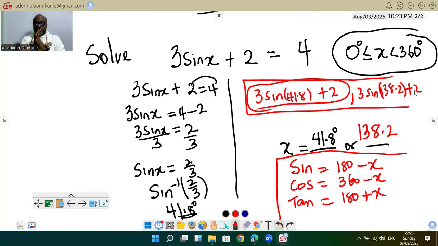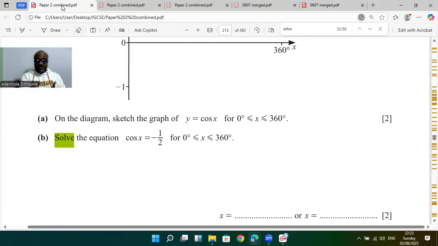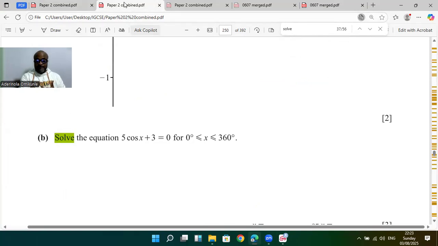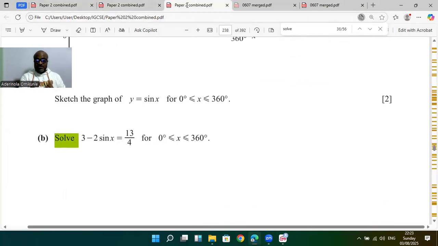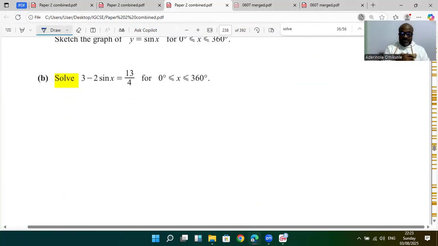Okay? So quickly as we do usually, we'll go to exam start questions I've queued up already, and then we're going to look at them one after the other. So I'm going to start with the ones that you need a calculator to solve. Let me start with this. Okay. So look at this. The question says solve 3 minus 2 sine x is equal to 13 over 4.